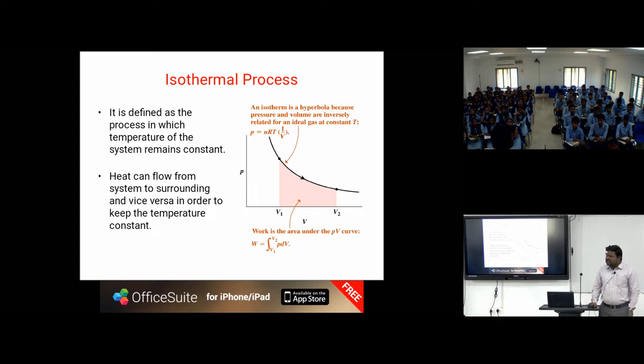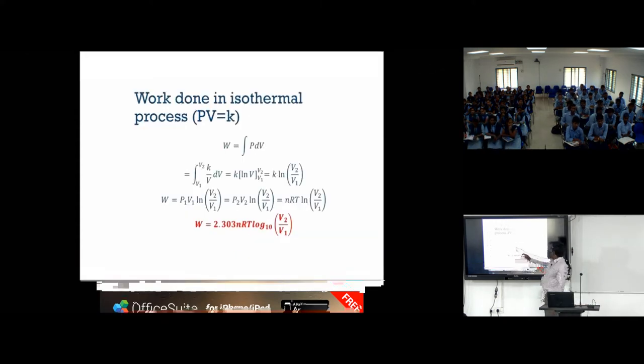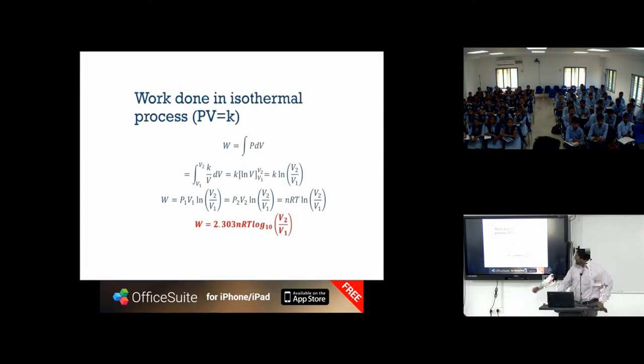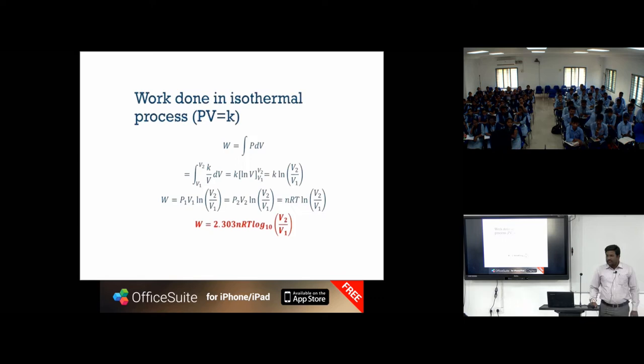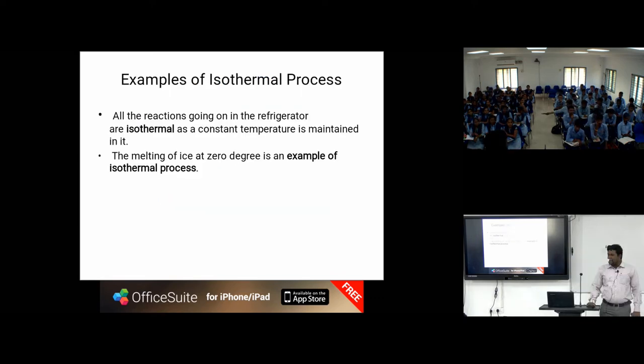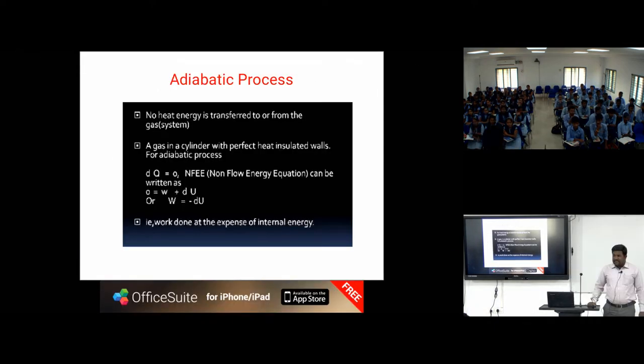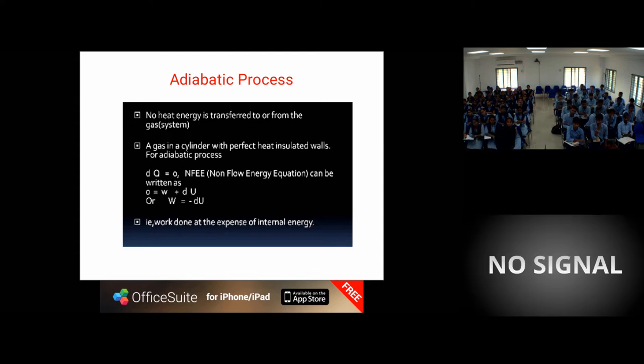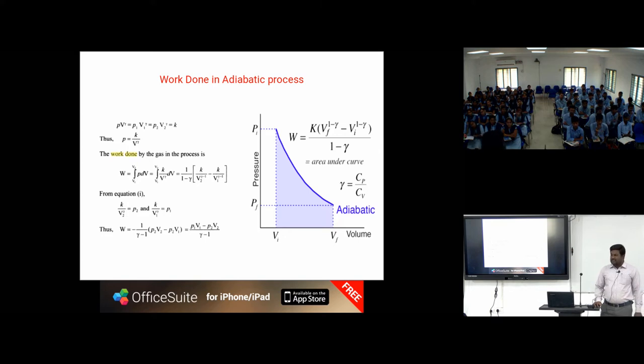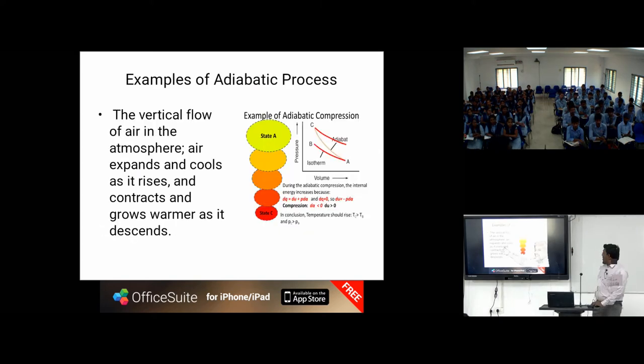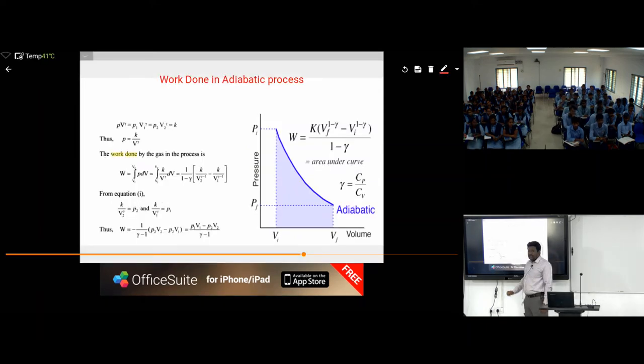In a thermodynamic process, the volume and temperature change. In an isothermal process, the temperature of the system remains constant, so dU is equal to 0. In an adiabatic process, as in a refrigerator, there is no heat exchange in a closed system, so the work done equals the change in internal energy. When a gas expands, the temperature decreases, and the work done is given by the expression with V2 to the power gamma and V1 to the power gamma.